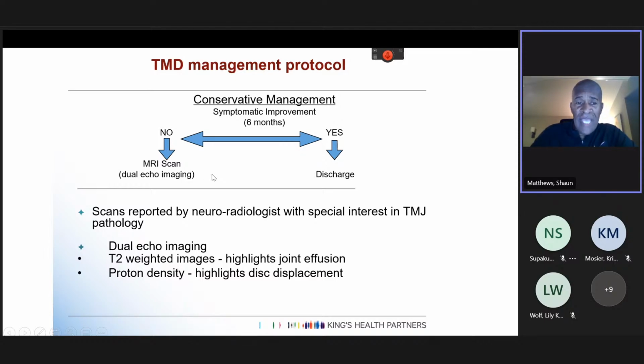then and only then will I get an MRI scan to look internally at the jaw joint for evidence of internal derangement. Normally, the imaging we use, or I prefer, is that of the dual echo imaging variety, where it's a combination of a T2 weighted image and proton density, looking for joint effusions and disc displacement, essentially. So dual echo imaging.